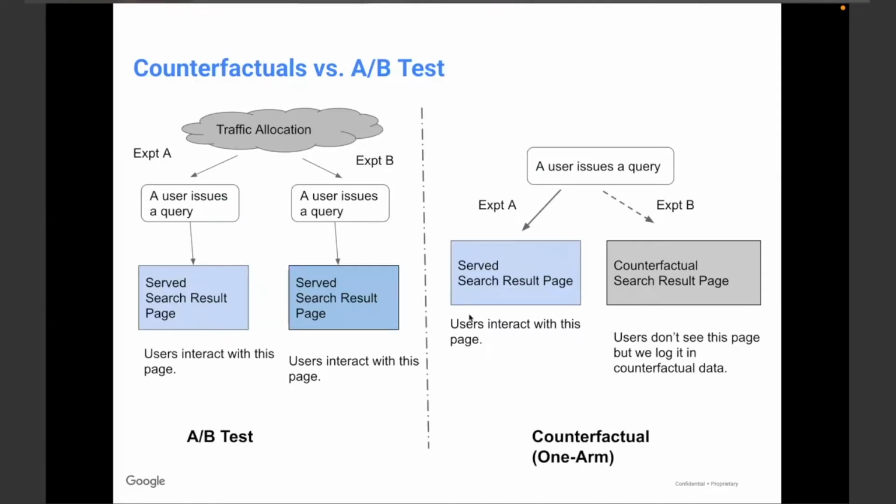For the counterfactual, the setting is slightly different. Let's say the user issues a query. We again decide to allocate this user to experiment A just randomly. So the user in real time sees experiment A's treatment and interacts with experiment A. However, in the backend, we divert the same query the user issues and pass it through the whole serving flow under the experiment B setting. In this flow, we log what Google would show to the user, should this user be allocated to experiment B.